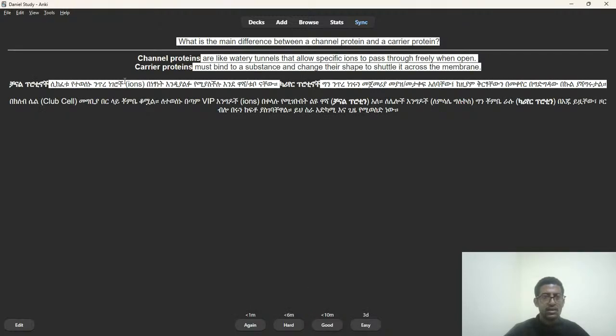Let's see what is the difference. Channels are like water tunnels that are specific to pass through freely when open, and carriers must bind to the. Oh, yeah, I love this word, bind. Compatible bind. This is a good word. Now, must bind to the substance and change their shape to shuttle. This is also a great word, shuttle it across the membrane.